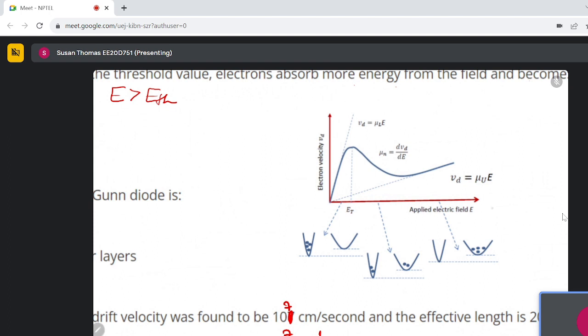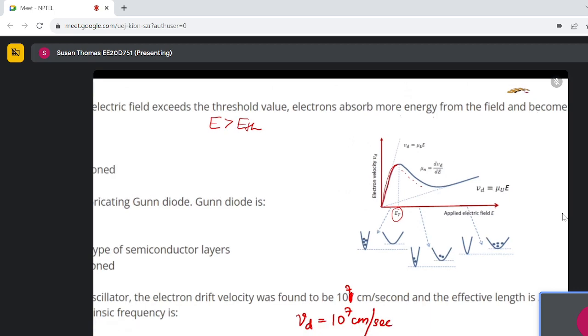So as you see, it's a graph between the applied electric field and electron velocity Vd. As the applied electric field is increased, the electron velocity is also increased. It's a linear behavior till the electric field reaches threshold, and then you have a negative differential resistance. So if you notice, this is the negative differential resistance region, wherein this Gunn diode acts as an oscillator.